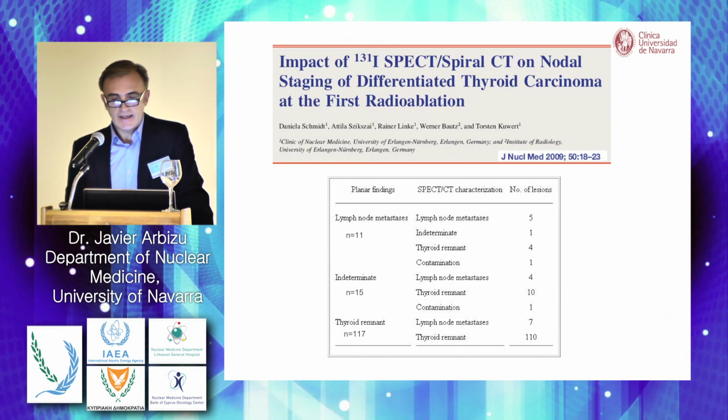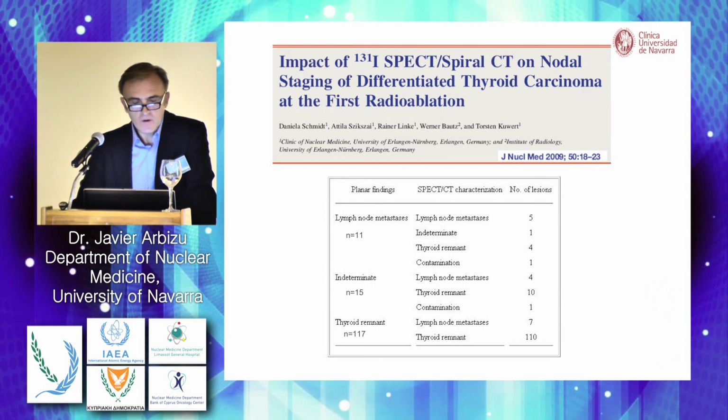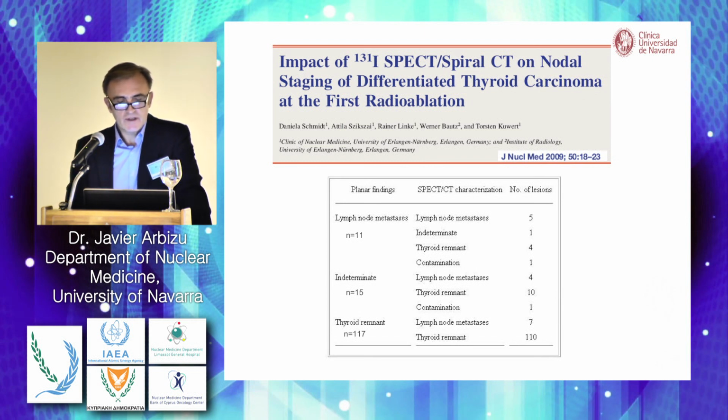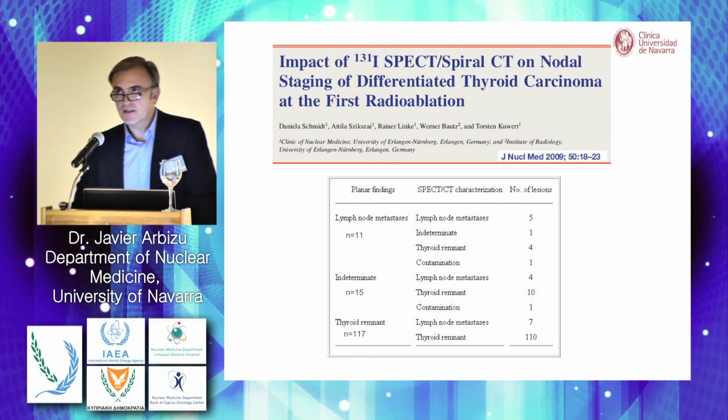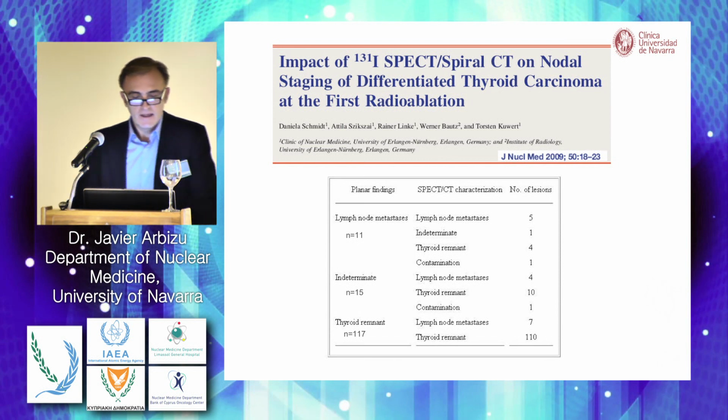This is an example of one of the papers. So look at the number of lesions that were present in the planar and in the SPECT. So this was read as lymph node metastasis in the planar, but only 5 of these 11 patients had lymph nodes in the SPECT CT. The rest of the patients did not have lymph nodes.